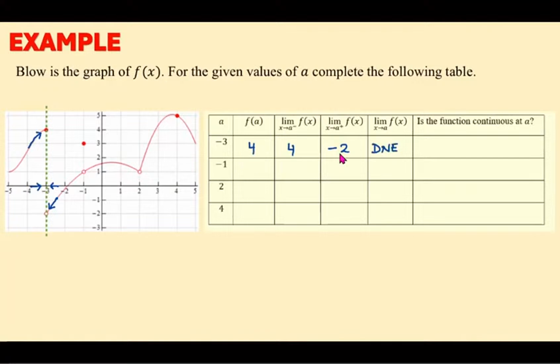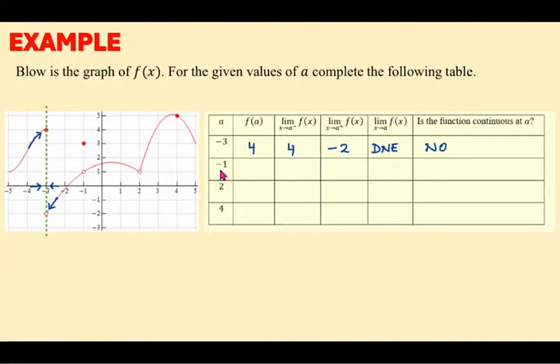I mean, the limit does not exist. The left-hand limit and right-hand limit are not equal, so the limit does not exist. Since the left-hand limit and right-hand limit are not the same, and you can see that the function has a jump here, the function is not continuous. So we say that the function is not continuous, no. That is at -3.